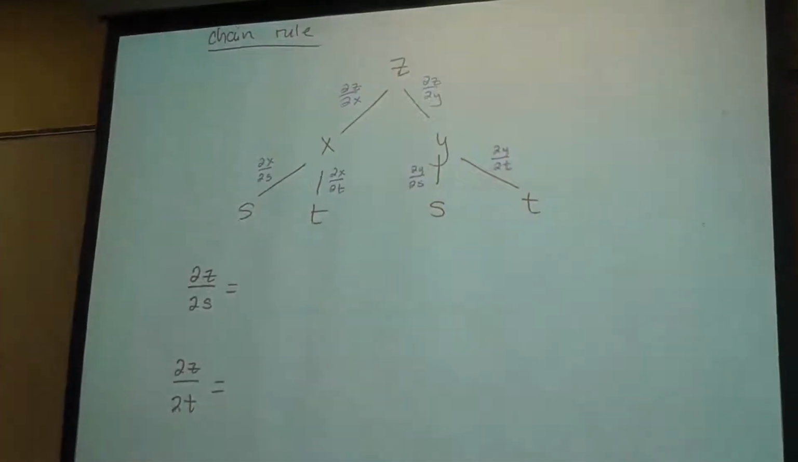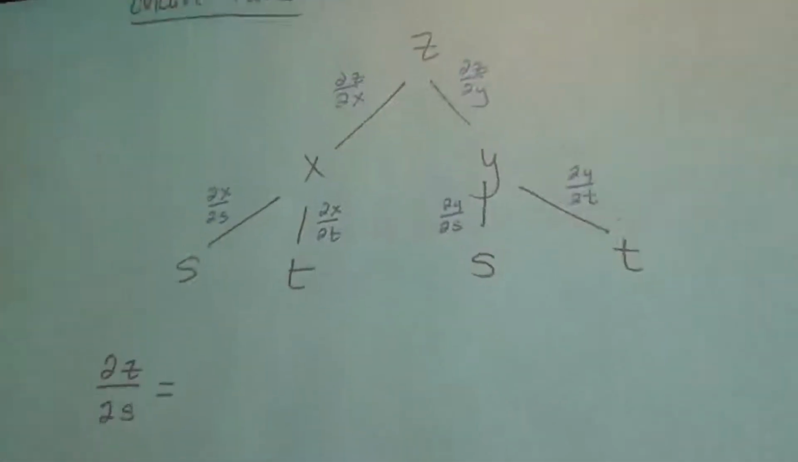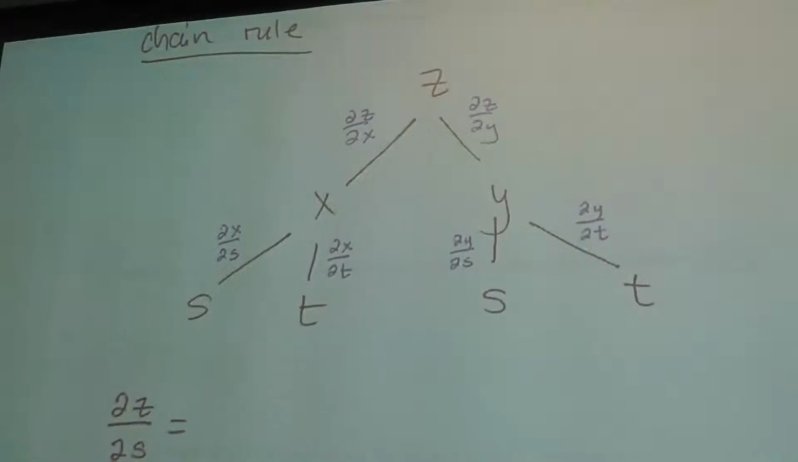So in other words, every link in the network that takes you from one tier to the next is the partial of that variable with respect to the one it's going to. Okay?